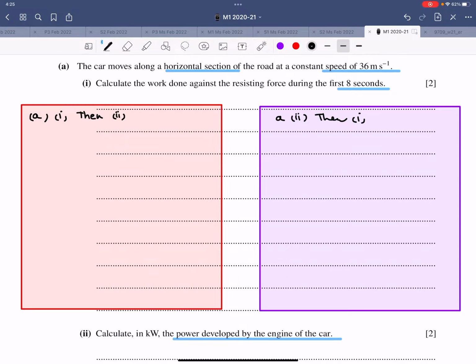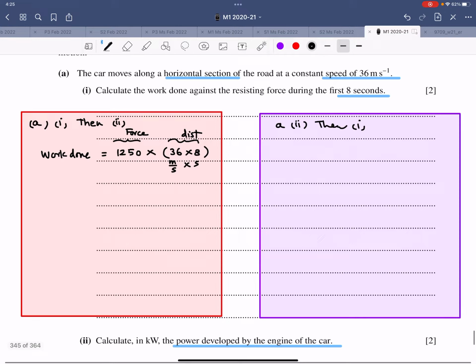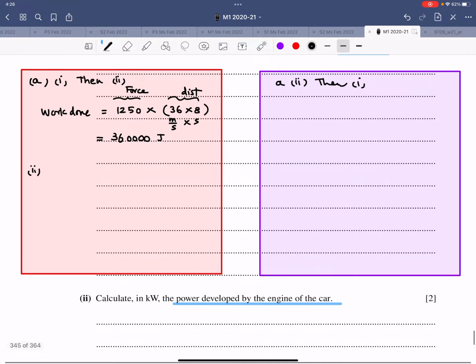First part is work done. So work done is force into distance. Resistive force is 1250 into distance, which is constant velocity multiplied by time. So this is velocity, meter per second into second, that is the distance, and this is the force. Now when you multiply it out, you get 36 with 4 zeros. That is joules. That is the answer for this part. What is part 2? I'm just working it over here. Calculate the power developed by the engine of the car.